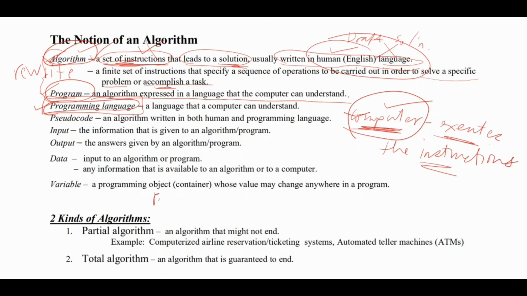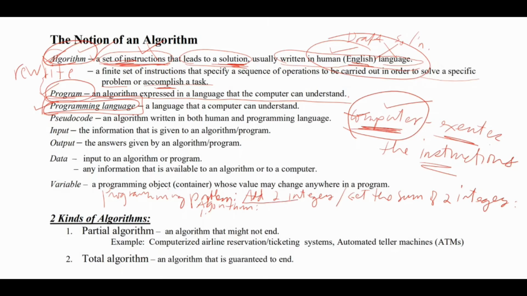Say our problem is to add two integers, or get the sum of two integers. So how do we solve this programming problem? Our algorithm would be: the first task to do is get the first integer, and maybe you would call it x. And then second, get the second integer, and maybe we call it y. So the first integer is x and the second integer is y.